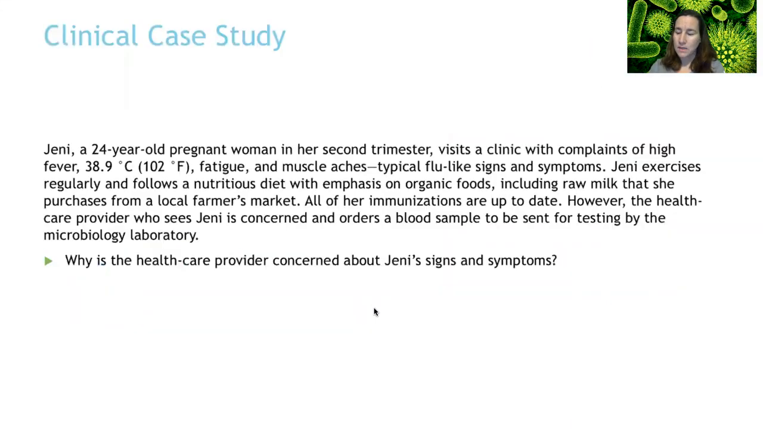Our case study is Jenny. She's 24 and she is pregnant in her second trimester. She's got a fever. She's running 102, fatigue, muscle aches, kind of flu-like achy symptoms. Overall, she's pretty healthy. She's exercising regularly. She's got a nutritious diet, organic foods, and raw milk that she purchases locally at a farmer's market.